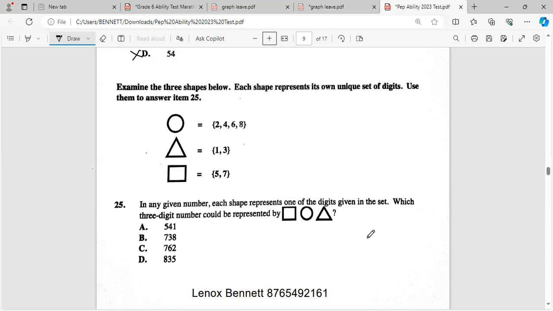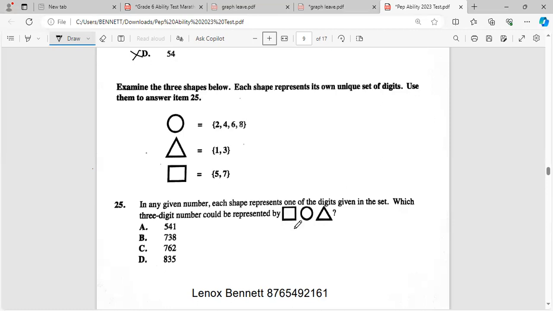Sir, it is doing the pattern. So it starts from square, which is 5. Then you move on to the circle, which is 2. Then triangle is 1. So that is not in the option. So we must move on to 5, 4, sir, which is A.